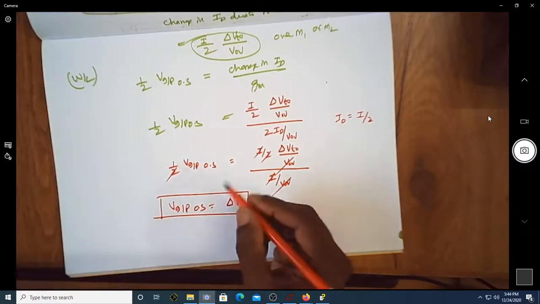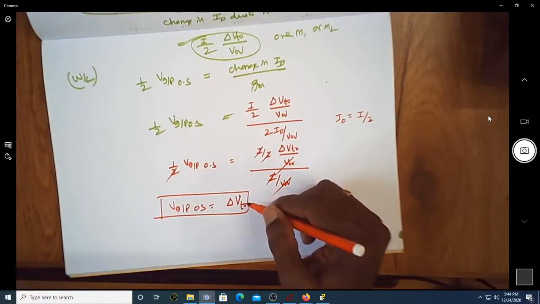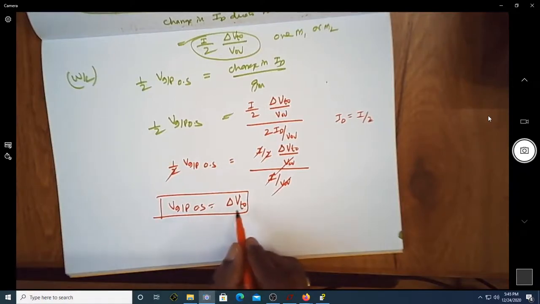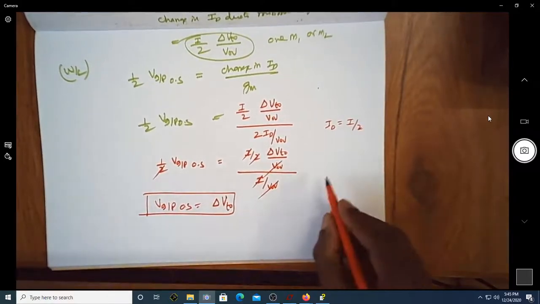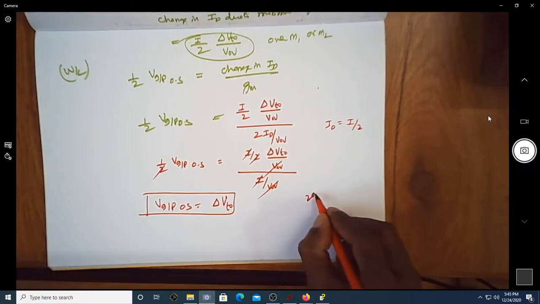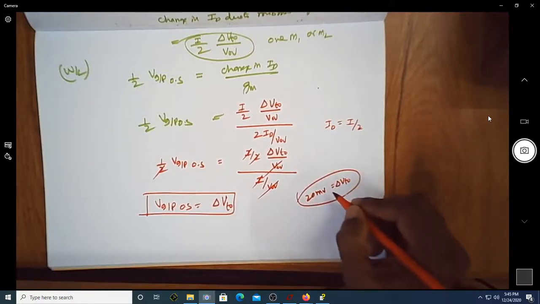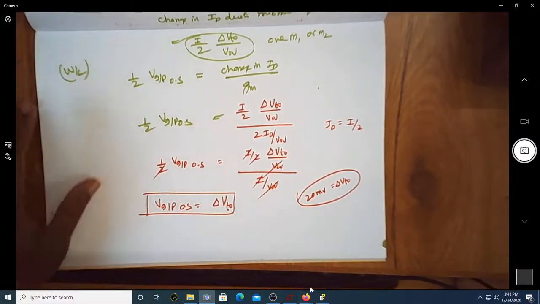Meaning, if there is an offset voltage due to a change in VTO, we may have to apply an input offset voltage which is exactly equal to the deviation of the threshold voltage at the input. Meaning, if there is a 20 millivolt change in your ΔVTO, let us just go back to the simulation and try to find out.